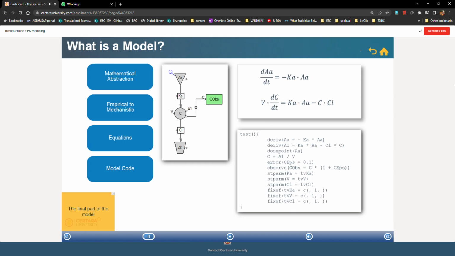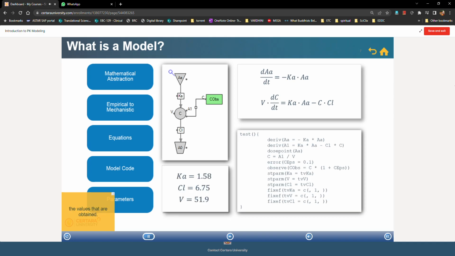The final part of the model is the parameter values. When fitting a model to data, the parameters are the values that are obtained. They are things like volumes, clearances, and rate constants. Once we know the parameters of the model, we can use it to perform simulations. In the other sections of this lesson, you will learn the theory behind PK modeling so you can be more effective in your modeling efforts.